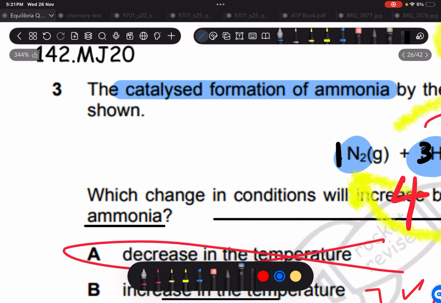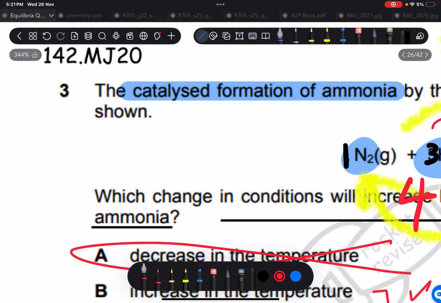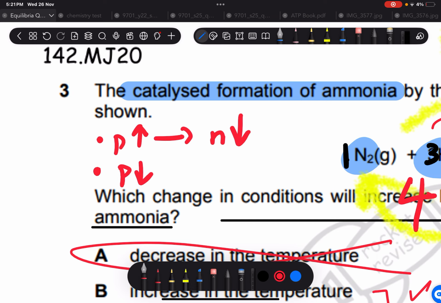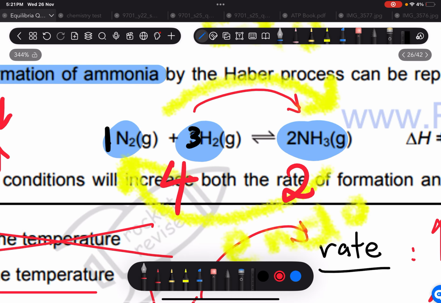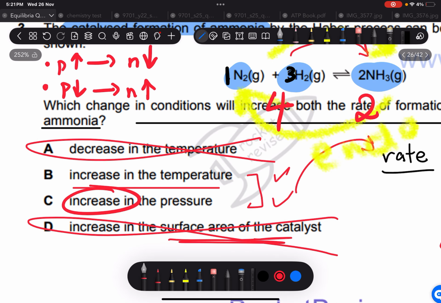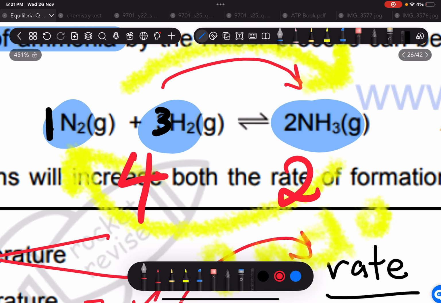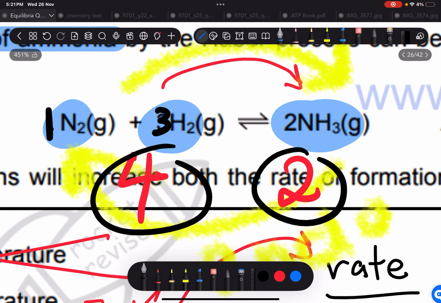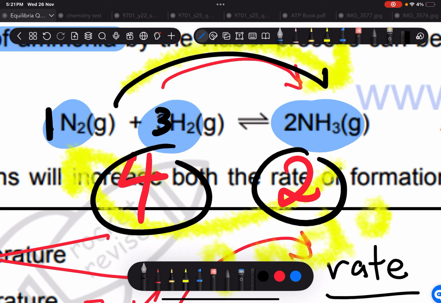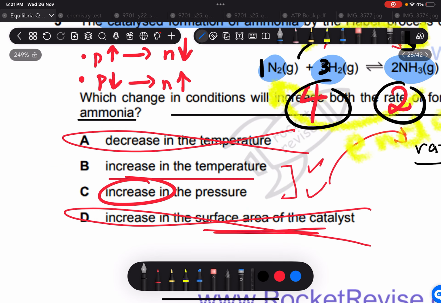Okay? So just write it over here if you don't remember it, that when you increase pressure, equilibrium moves towards the side that has fewer moles. And when you decrease the pressure, equilibrium moves towards the side that has more moles. So now, since we're increasing the pressure, equilibrium is going to move towards the side that has fewer moles. Which side has fewer moles? This or this? Obviously the ammonia side, so it's going to move forward. So it's going to be option number C, increase in pressure.